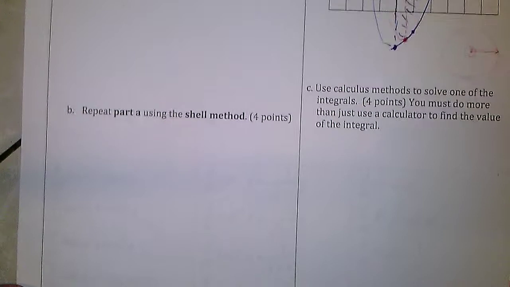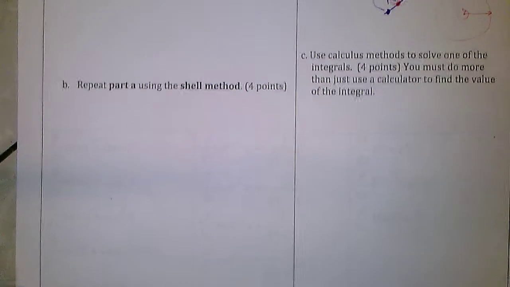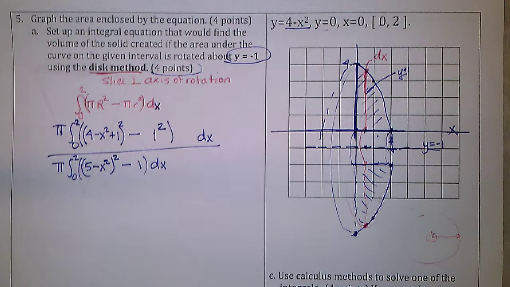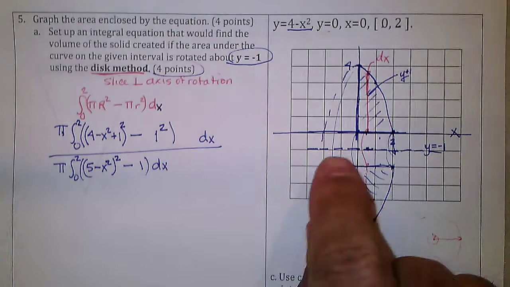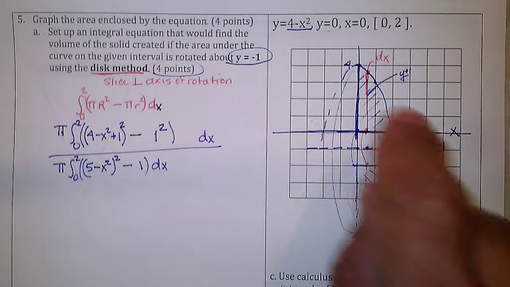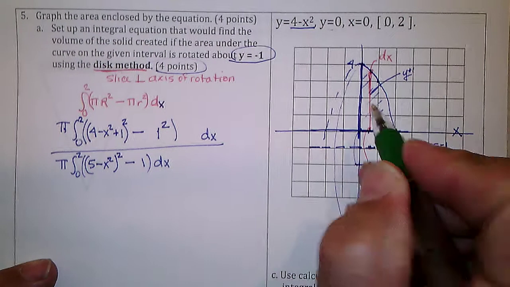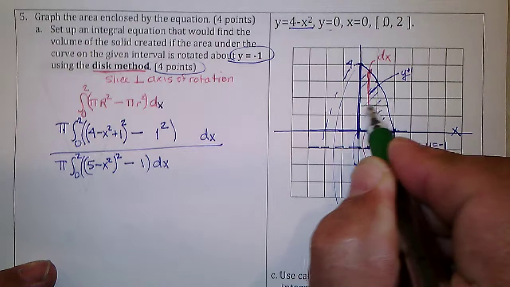Now, let's set up the shell method. It's going to be a little hard because they're going to have to keep sliding this back and forth. Now, in the shell method, you do not slice perpendicular to the axis. You slice parallel to the axis. Let me do the slice. I don't have a green pen, I don't think. Yes, I do. Slice parallel to the axis. So I'm going to do a slice right about there.